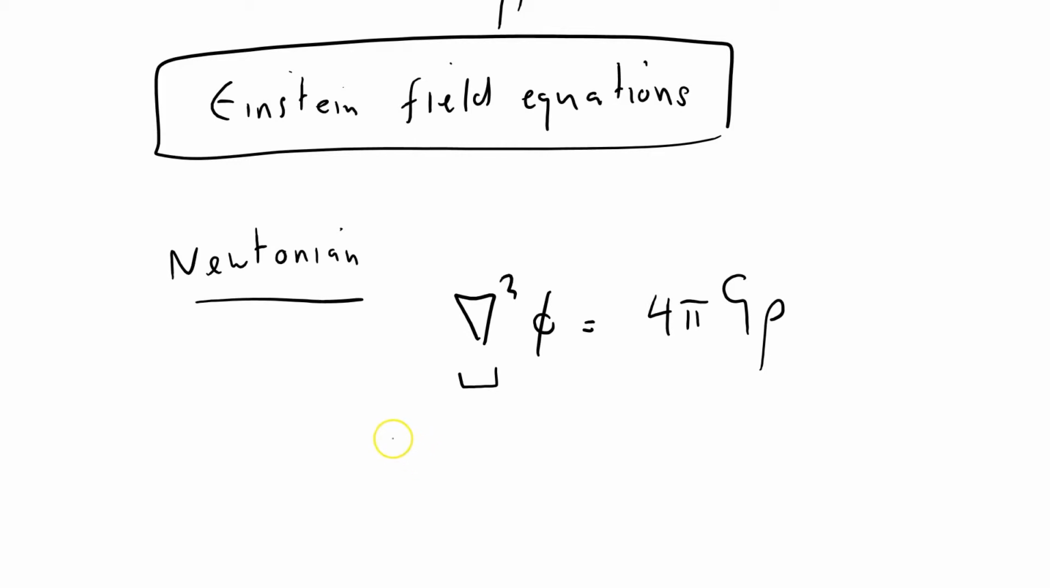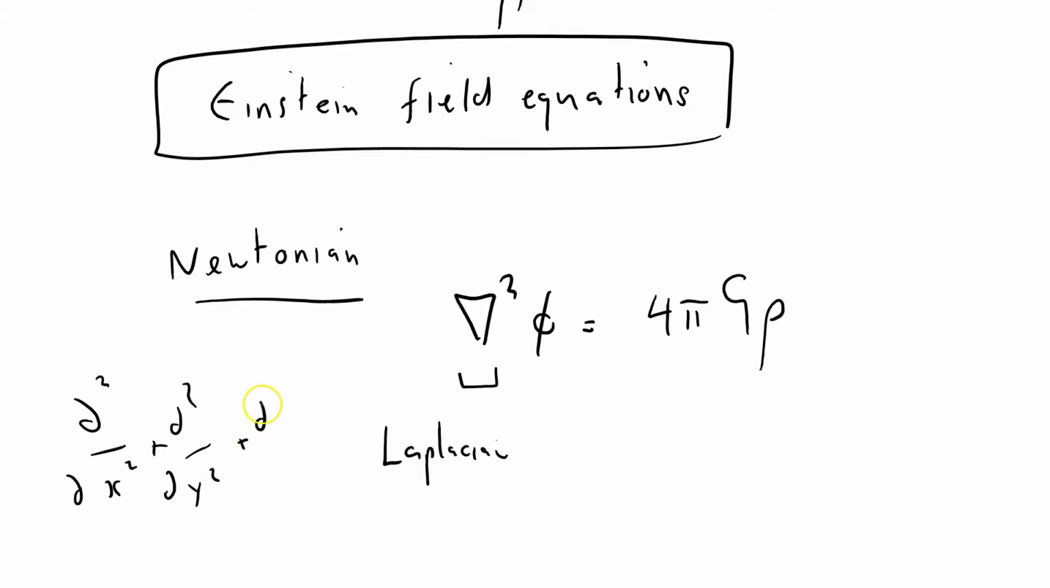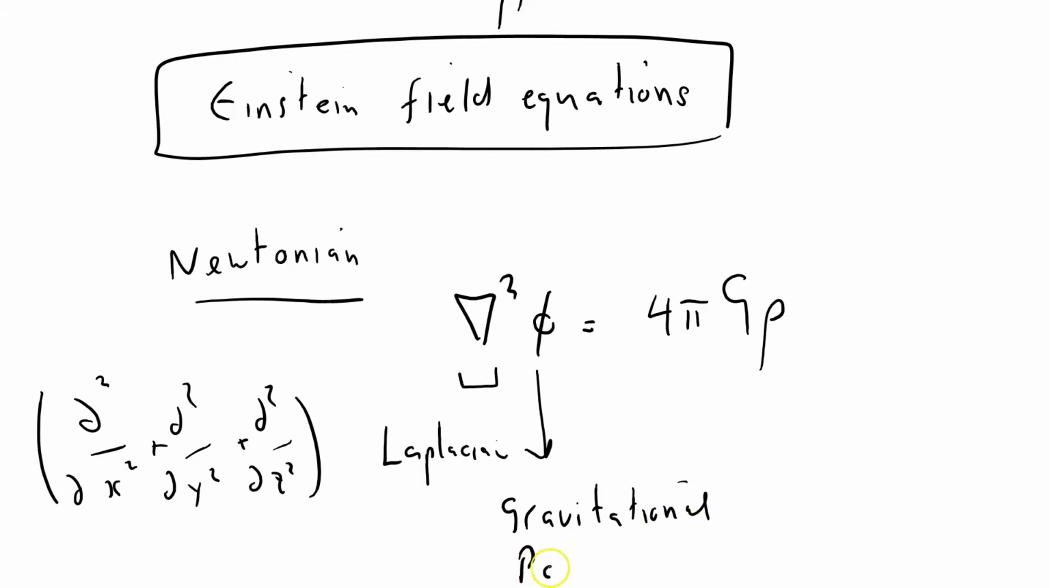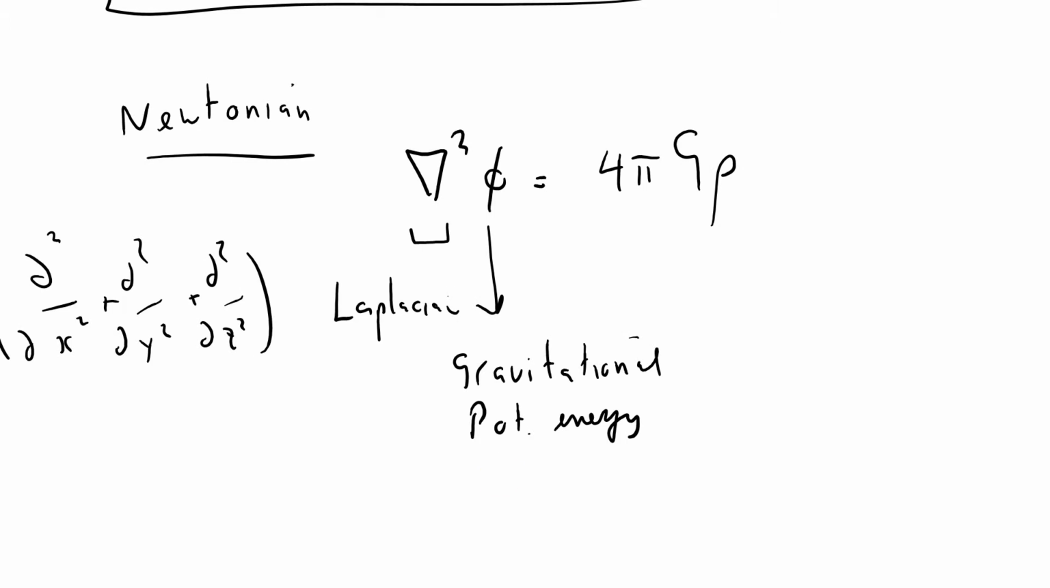This thing here is the differential operator. Is it the Laplacian, that one? I can never remember. Laplacian, I think. It's del squared by del x squared plus del squared by del y squared plus del squared by del z squared. It's that thing there. This thing is the gravitational potential energy. I guess if you had to measure it, you'd measure it in joules per kilogram.